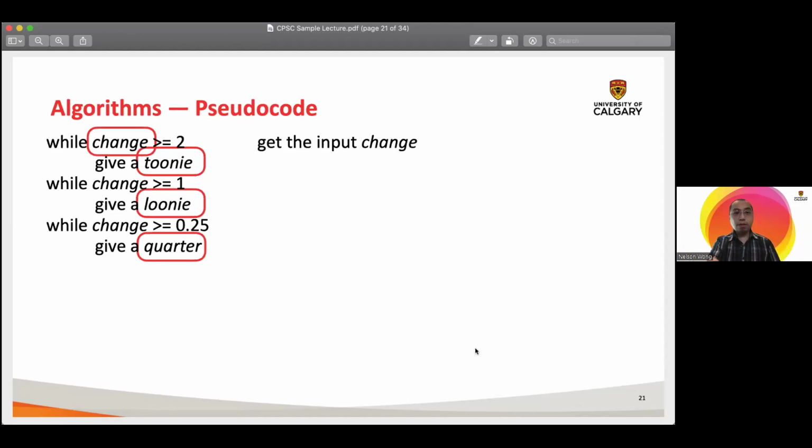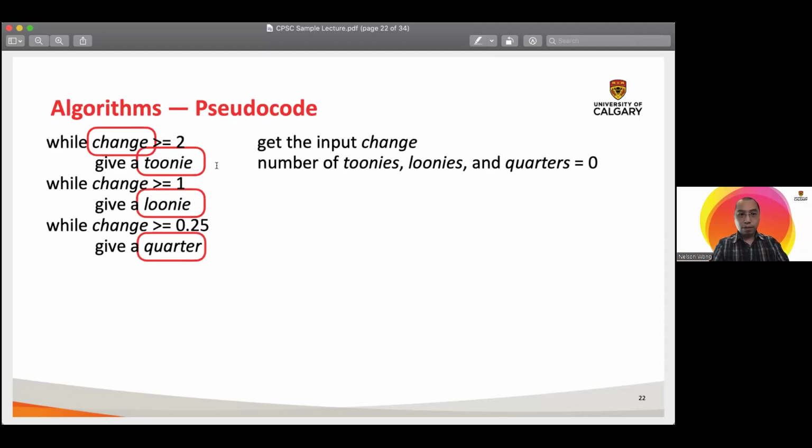So that's step number one. And then we also need to start keeping track of the number of toonies, loonies, and quarters that we need to give back, right? At the beginning, we are not giving anything yet, right? So they're all zeros. And then we get into this part, okay? So while the change that we're keeping track of is greater than or equal to 2, what do we do? We will need to give one toonie back, right?